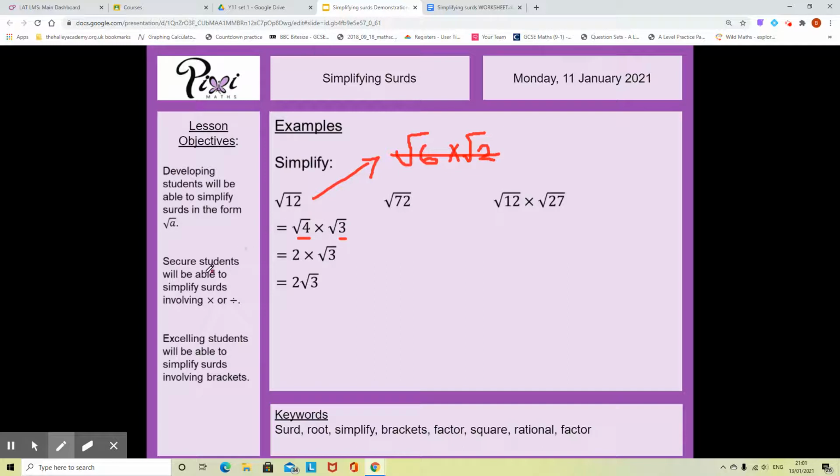square rooted. Using this as an example, please attempt to simplify square root 72 and square root 12 times square root 27 on a piece of paper or exercise book. Once completed, you can verify the answers. Now, please press pause to attempt the question.